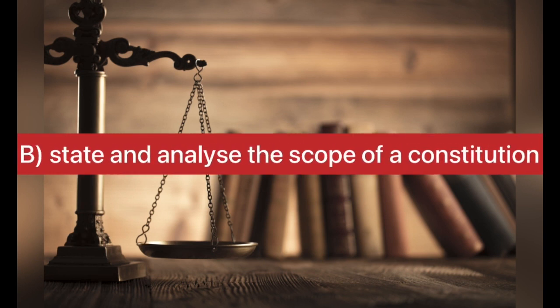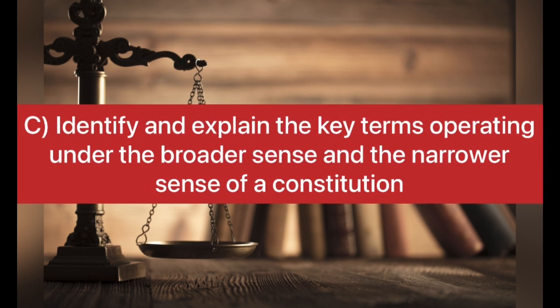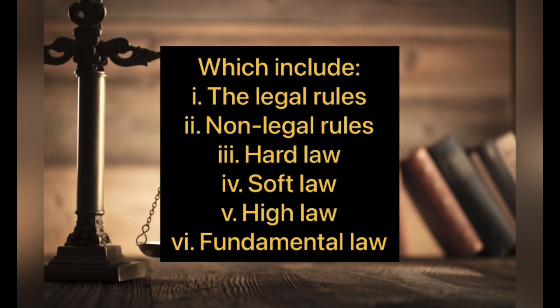B. State and analyze the scope of a constitution. This is where you indicate the 2 general types of constitution, the broader sense of a constitution and then the narrower sense of a constitution. C. Identify and explain the key terms operating under the broader sense and the narrower sense of a constitution, which include the legal rules, non-legal rules, hard law, soft law, high law, and fundamental law.